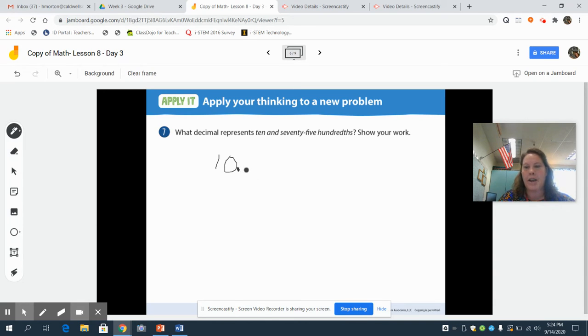So let's find the place value. Let's count out the place values till we get to hundredths. Tenths, hundredths. So the 5 in 75 needs to end here, which works perfectly. We don't have to add any zeros in. We'll put 75, and that 5 is in the hundredths place. 10 and 75 hundredths.